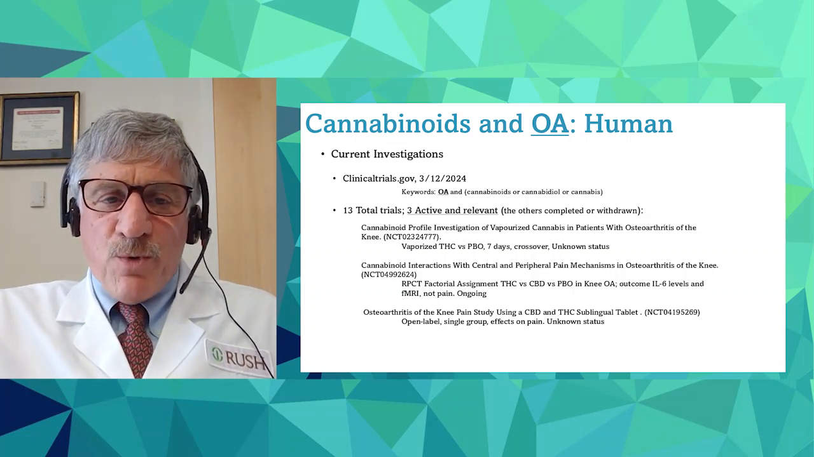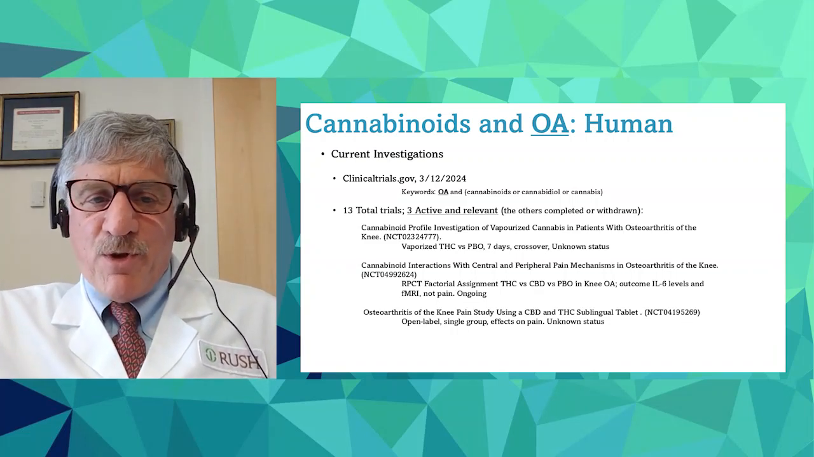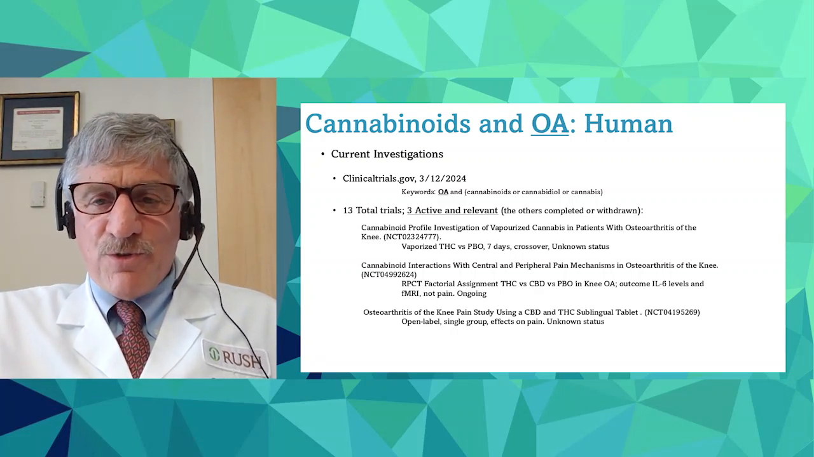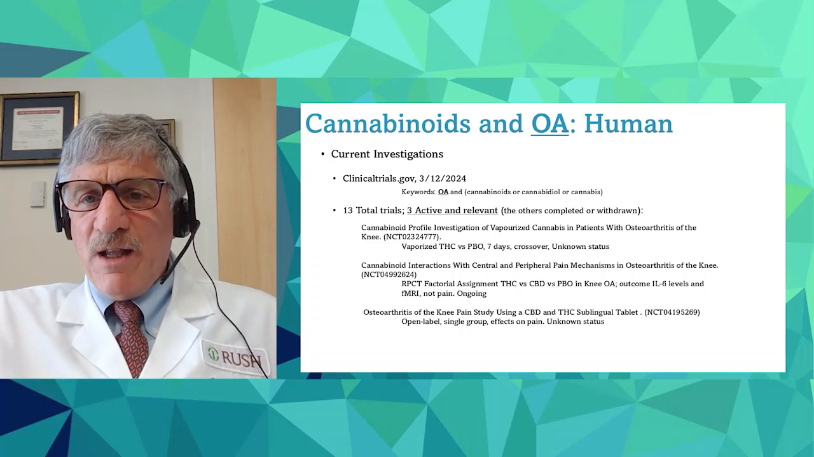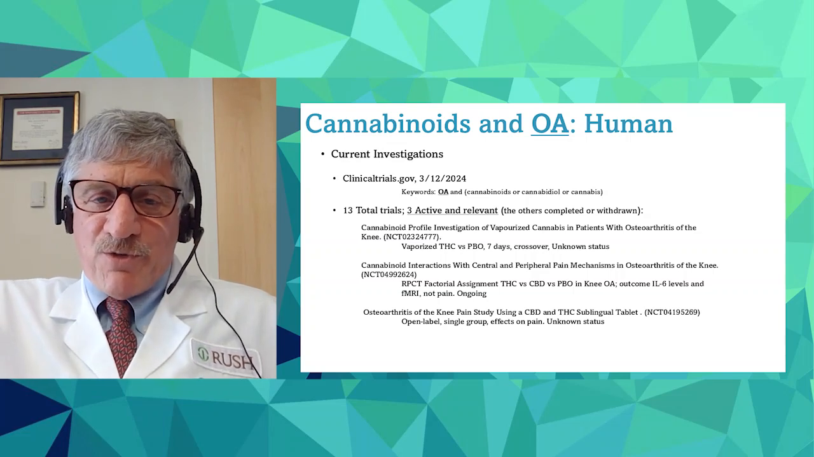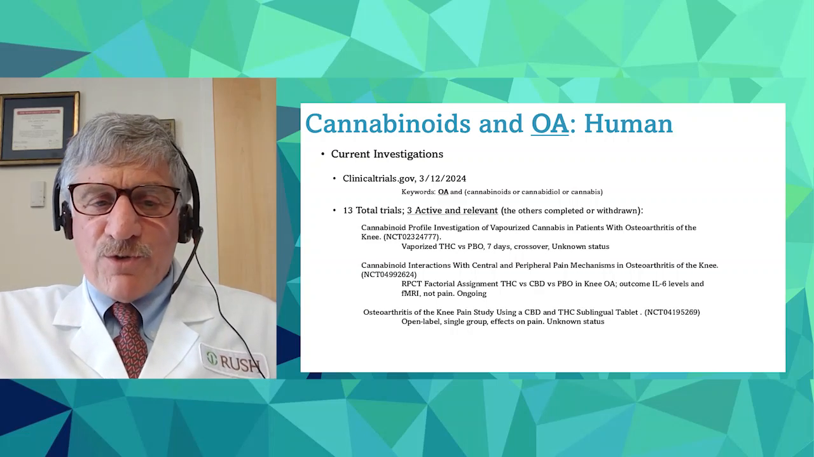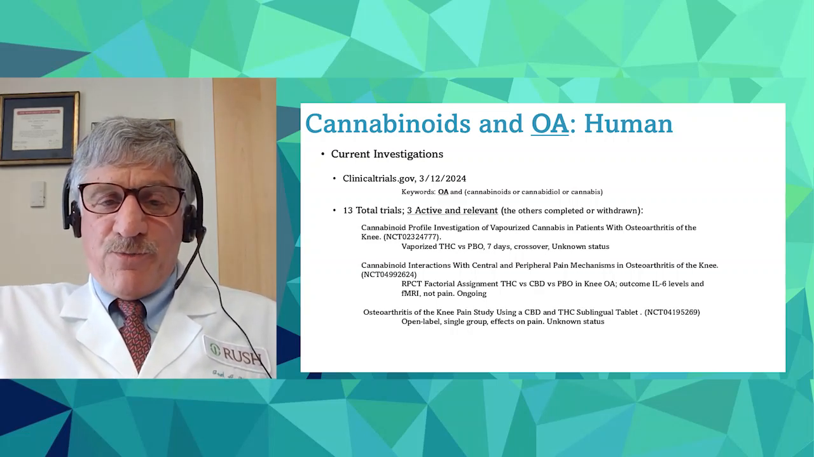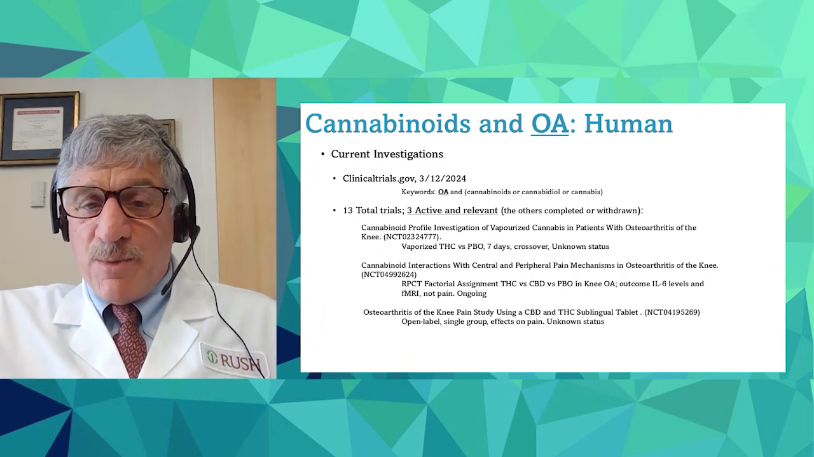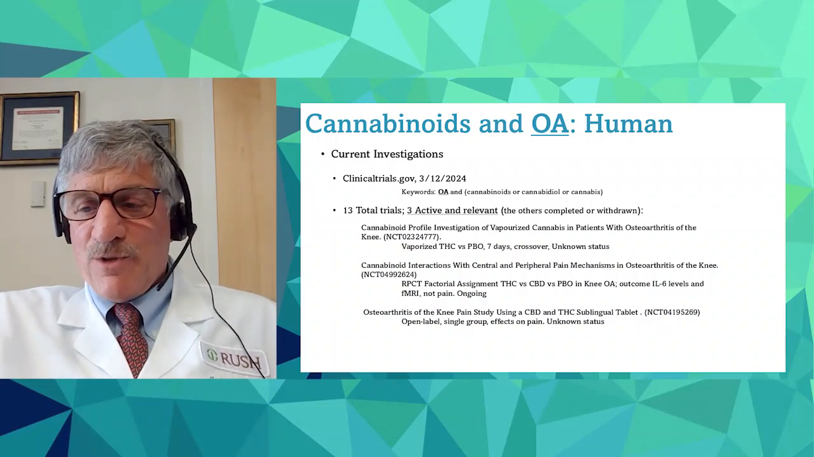Of those 3, one is investigation of vaporized cannabis in people with OA of the knee. That sounds very important. On the other hand, the endpoint is just 7 days, and it's a crossover trial. 7 days is not a long enough endpoint to know whether we're useful or not in OA. Cannabinoid interactions with the central and peripheral pain mechanisms in OA. Again, that would be a really important question. This is a randomized factorial assignment of marijuana versus cannabidiol versus placebo in knee OA, but this group is looking at cytokine levels and functional MRI, not pain. It's not going to answer the questions we need.